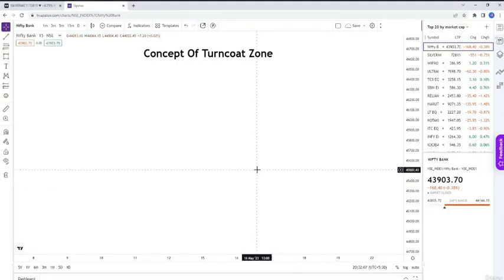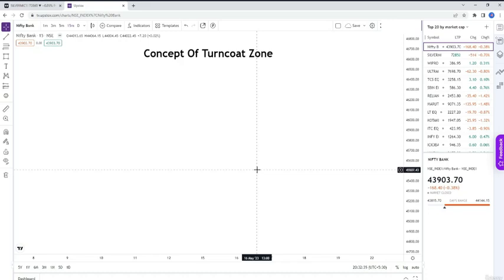Hello folks, let's talk about Turncoat Zone. This is my number one area where I place my trade. If I talk about Bank Nifty, it's not only work in Bank Nifty, it works on all possible scripts available globally. Anywhere you can apply this.